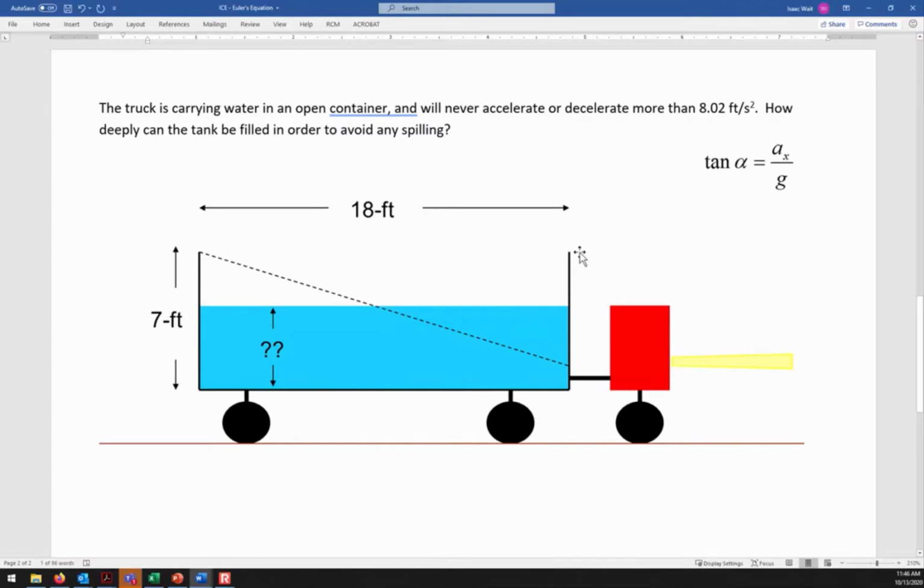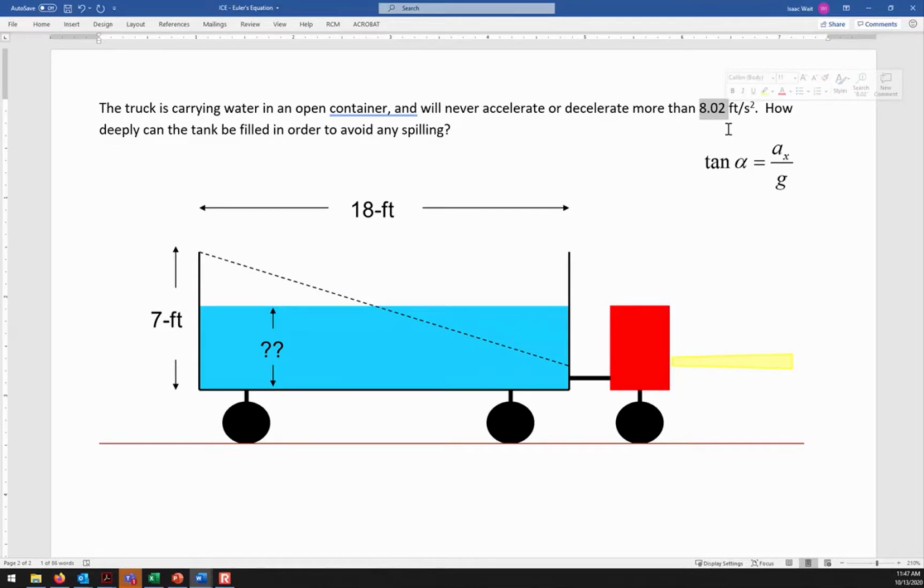So you can think of this as the kind of truck that you'd see, maybe a coal truck, or it's carrying scrap metal or something, but it's filled with water. And they know that this truck is never going to accelerate or decelerate more than 8.02 feet per second squared. So how would you know that? Well, maybe it only has brakes that are good enough to slow it down that much. Or based on the acceleration capacity of the engine, maybe it can't accelerate more than that. So it has a limit on its acceleration or deceleration, and we're going to analyze it at that maximum limit.